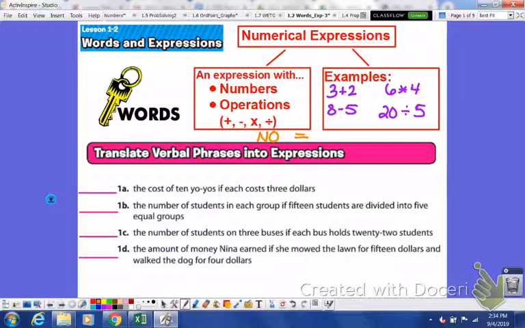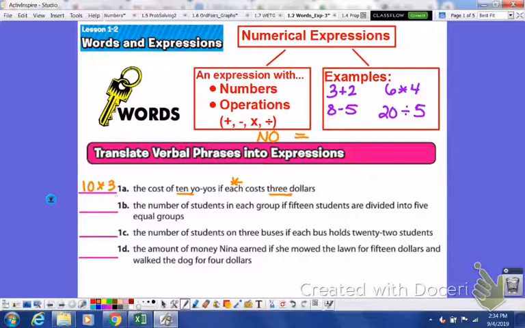Now that we know what a numerical expression is, we want to take some verbal phrases and change them into numerical expressions. So translating in this first section. 1A, the cost of 10 yo-yos if each costs $3. So each tells us we're typically going to multiply. So in this case, our expression would be 10 times 3, or 3 times 10.